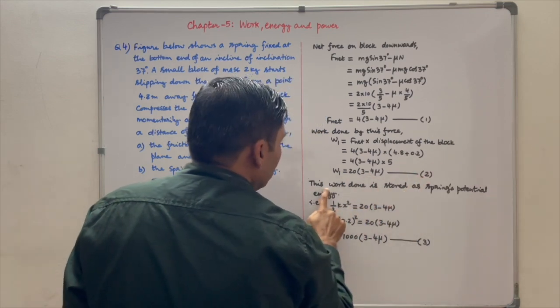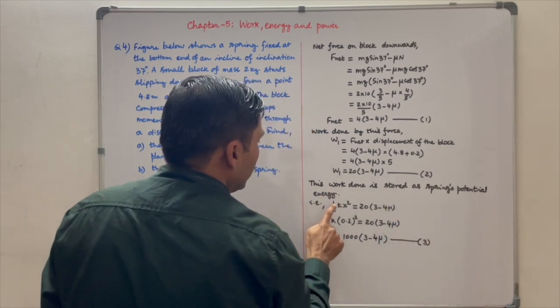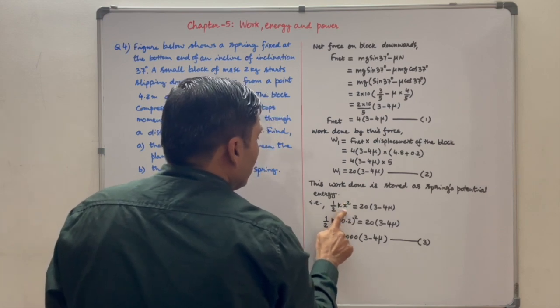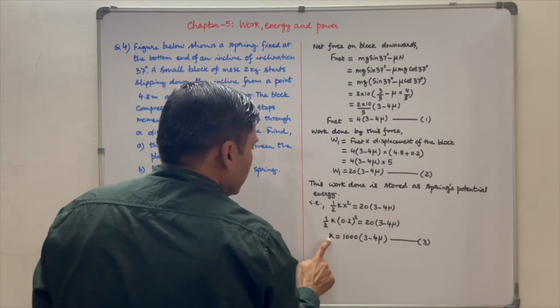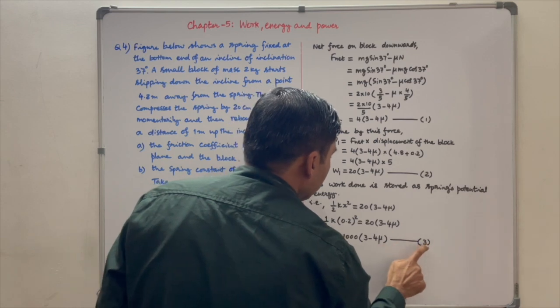Now this work done will be stored as the spring's potential energy, and that is given by 1 by 2 kx square, where x is the amount of compression and k is the spring constant. So k is equal to 1000 into 3 minus 4 mu. This is equation number 3.